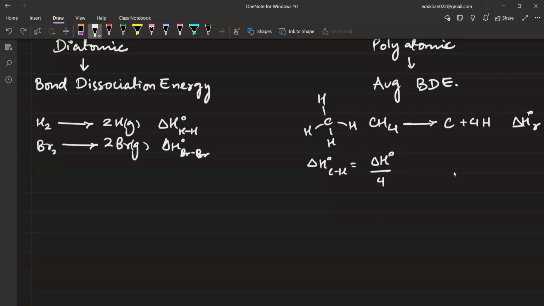ठीक है, similarly for SF6, you'll have sulfur and 6 fluorine. Let us suppose this is the delta H naught R, है ना? So what will be the delta H naught of the S-F bond? Tell me guys. How many bonds will be there? वो आपको पता रहना चाहिए because we have already done the chemical bonding chapter, है ना? बताइए. It will be delta H naught R divided by 6. Very good, 6.